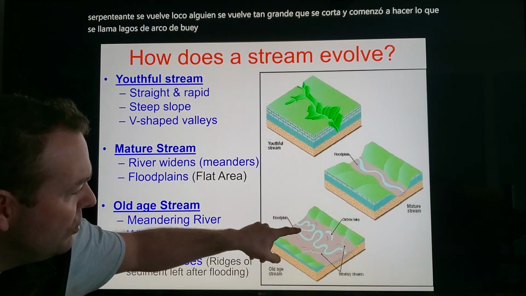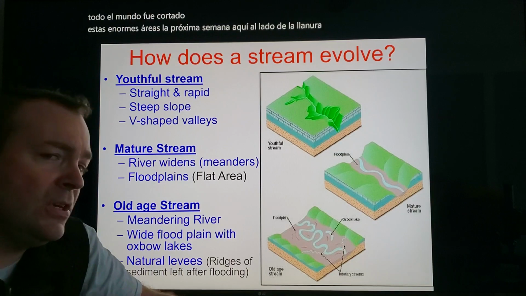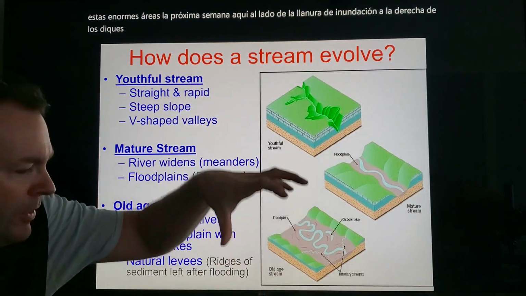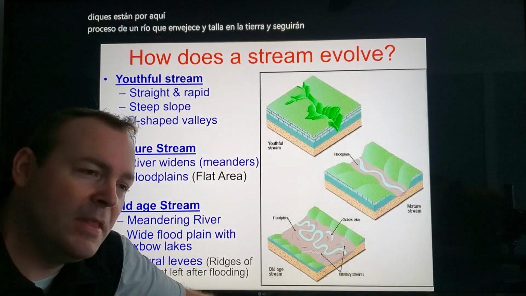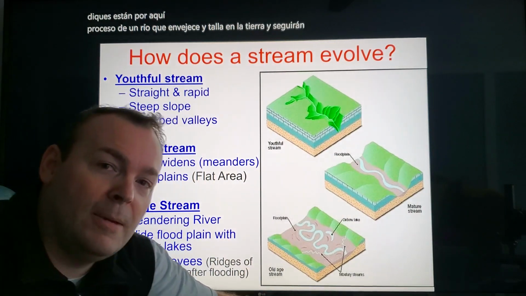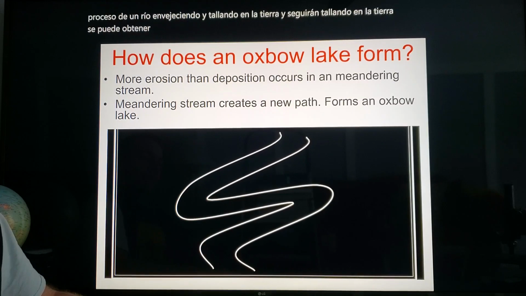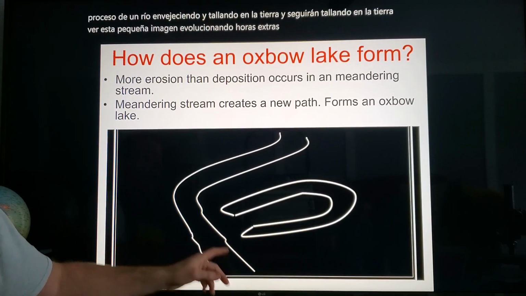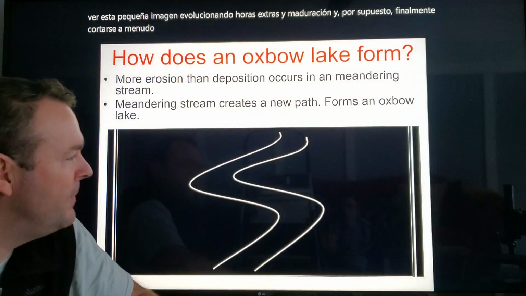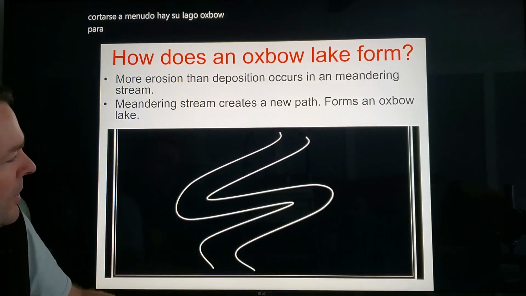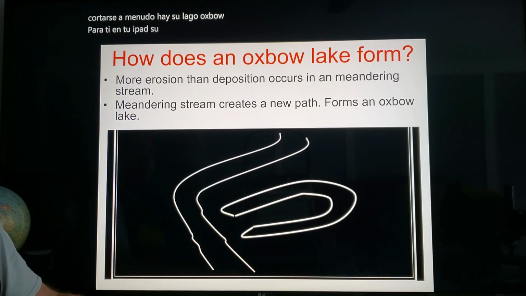Natural levees, that's these huge areas next to the floodplain, right? The levees are over here. It's just a natural process of a river getting older and carving into the land. And they will keep carving into the land until they hit sea level. And when they do, that's about as old as you can get. Okay? Watch this little picture evolving over time and maturing and, of course, eventually cutting itself off. And there's your Oxbow Lake. I left that sequence for you in your iPad there. But one more time, that's younger, getting older, and eventually you cut off to make an Oxbow Lake.